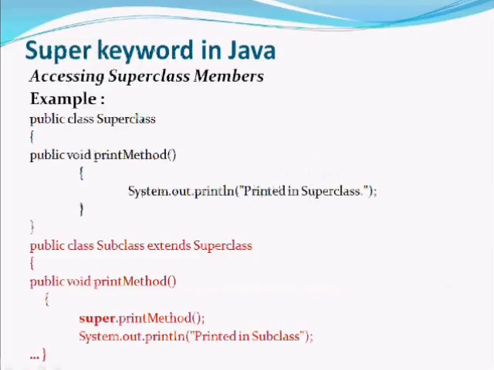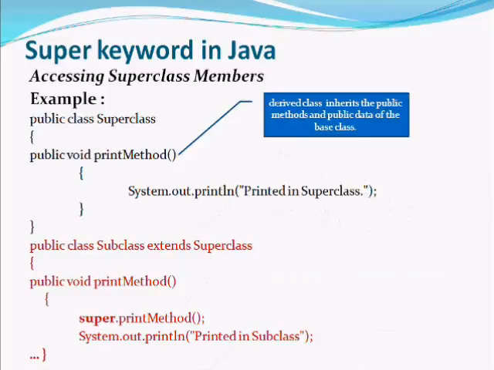The super keyword in Java. Super is a Java keyword. As the name suggests, super is used to access the members of the superclass. First is accessing superclass members, and the second one is using super to refer to a hidden field. In this example, it used the super keyword to access the print method in the subclass which has been inherited from a superclass.